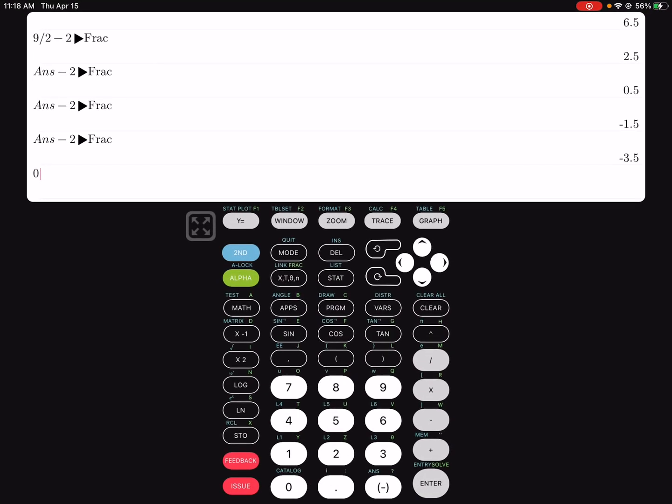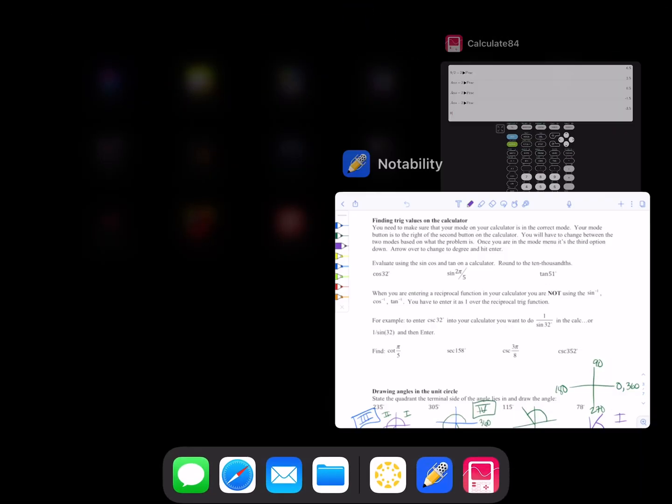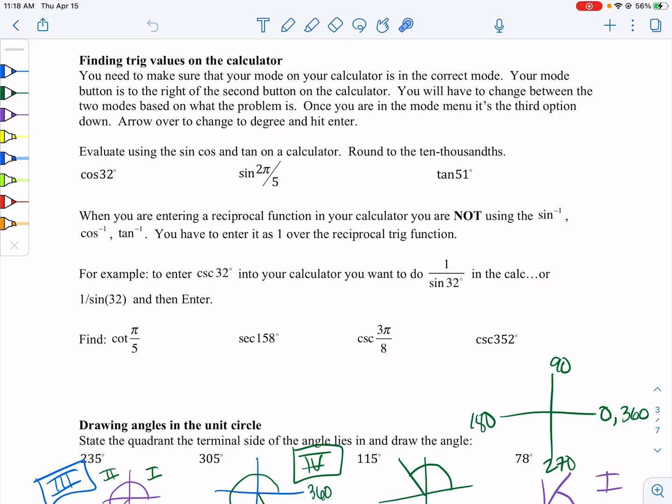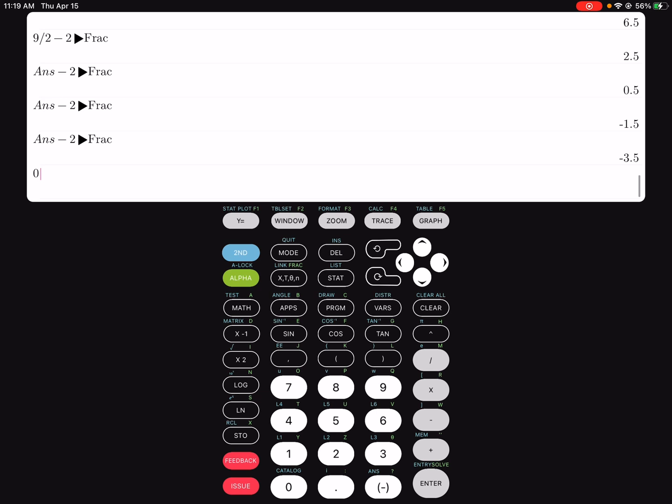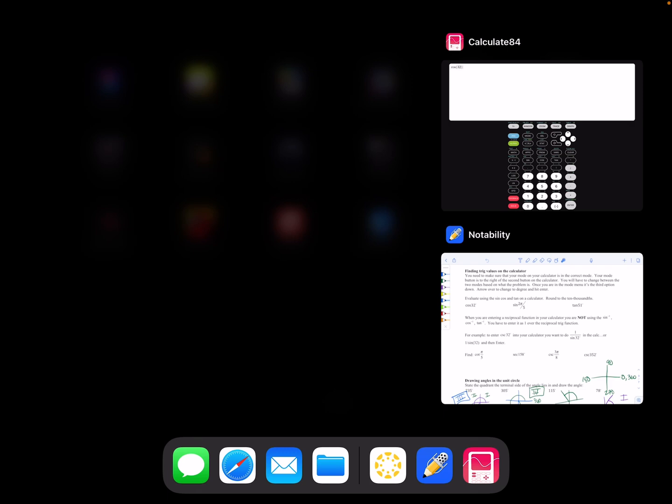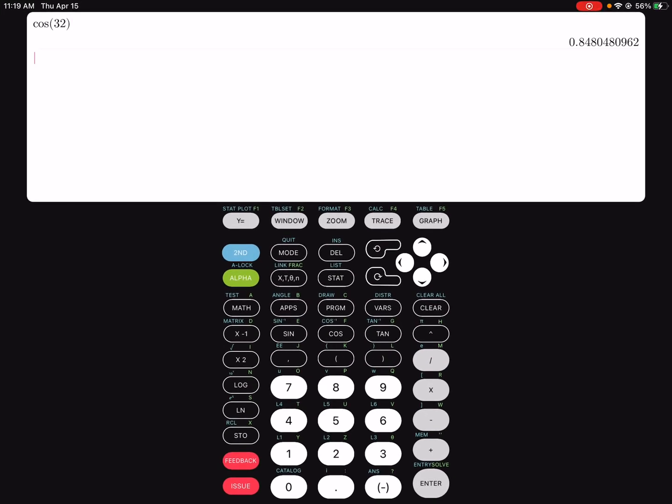So you need to make sure that your mode is right. For our first question, I should go back, it's the cosine of 32. It has a degree sign, so we know it's in degrees. So I need to make sure my mode is in degrees. I go to mode, it's in degrees, so I can quit out of that screen, just second mode, which is quit. And then we can do the cosine of 32 degrees. I think it was 32. Yes, enter. So we're in degrees, so this is the correct answer.